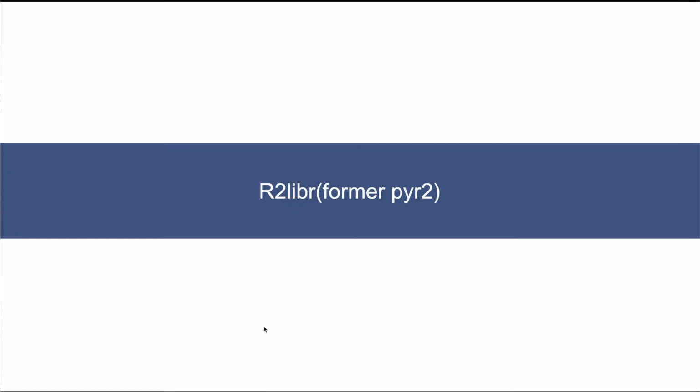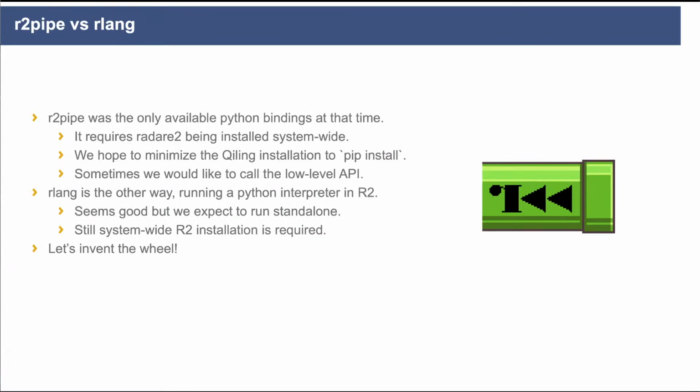So first of all, R2 is written in C, and Chilling is written in Python, so there needs to be a bridge. The existing solutions are r2pipe and r2lang. r2pipe was the only available Python binding at that time, but it requires R2 to be installed system-wide, and we hope to minimize the Chilling installation to just pip install. So we don't want users to execute various commands to install a dependency. So r2pipe is not suitable for direct use.